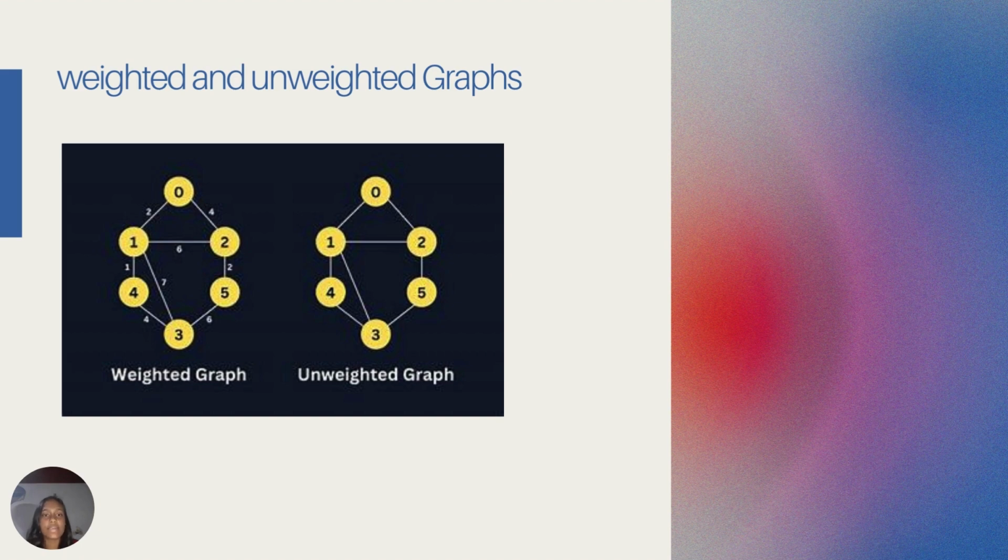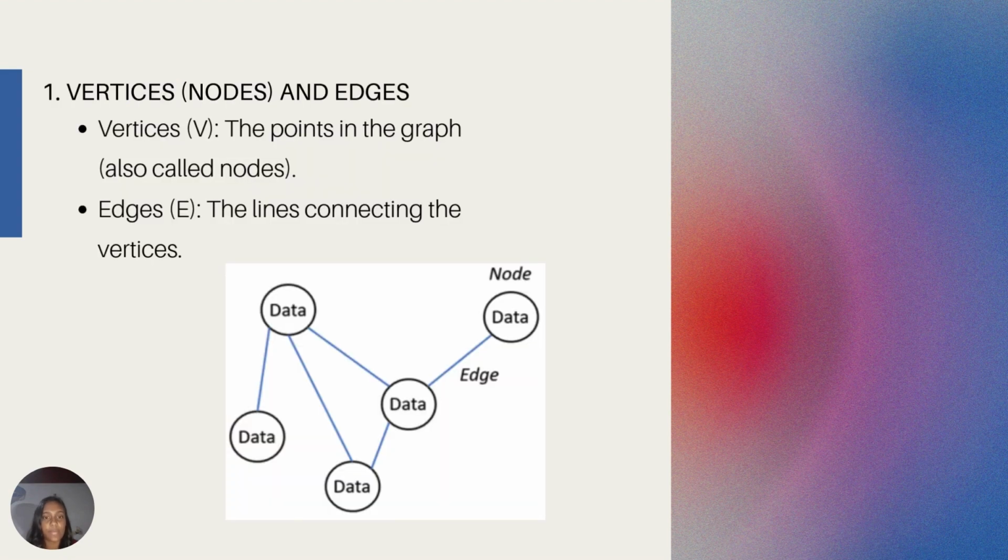The second type is weighted and unweighted graphs. Unweighted graphs, all edges have the same weight or no weight. Example, friendship graphs where each connection is just a link. Weighted graph, each edge has an associated weight, cost, distance, time, etc. As an example, a road network where the weight represents distance or travel time.